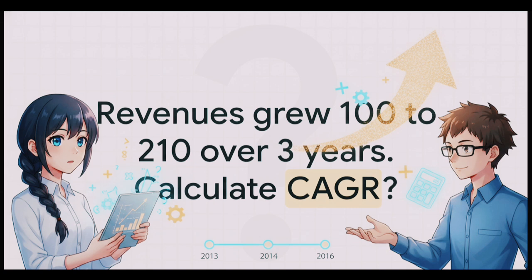A company's revenues were 100 in 2013, and they grew to 210 in 2016. What is the CAGR? The time period, n, is 2016 minus 2013, which is 3 years. The formula requires us to take the ending value, divided by the beginning value, and raise it to the power of 1 over n. It looks pretty complex on paper: V(tn) divided by V(t0), whole power 1 by n, minus 1.